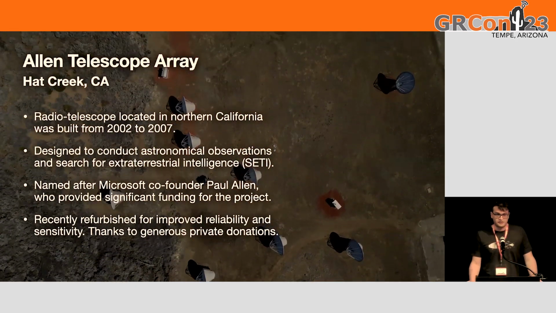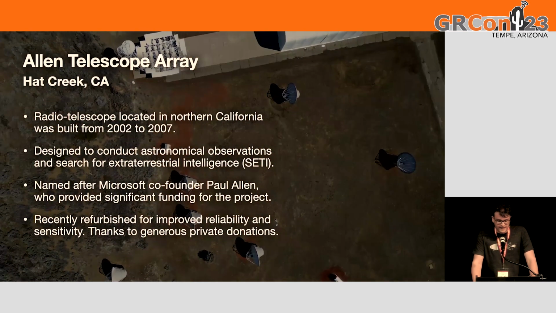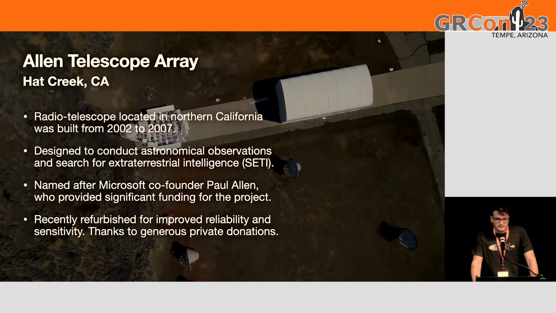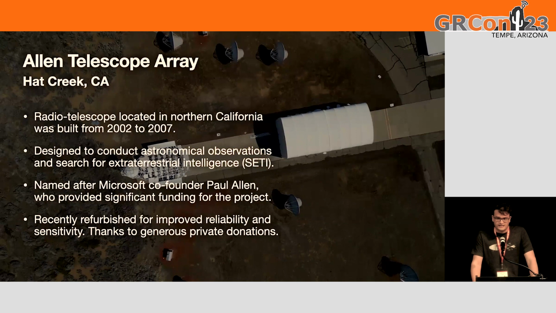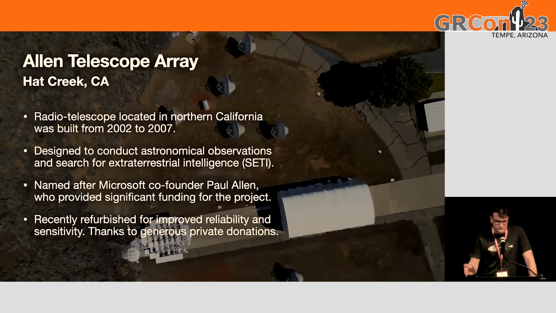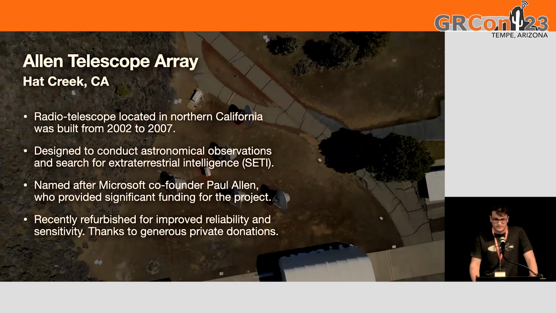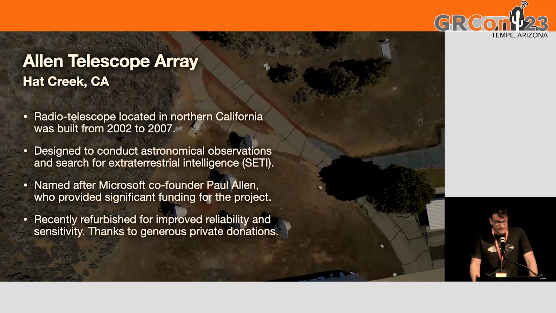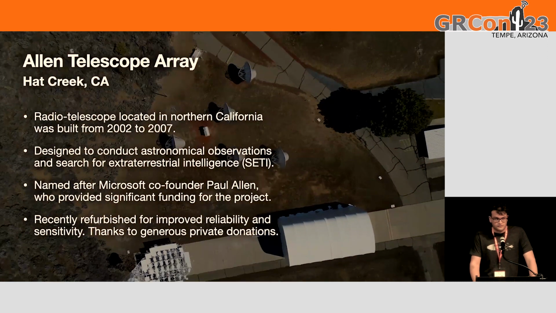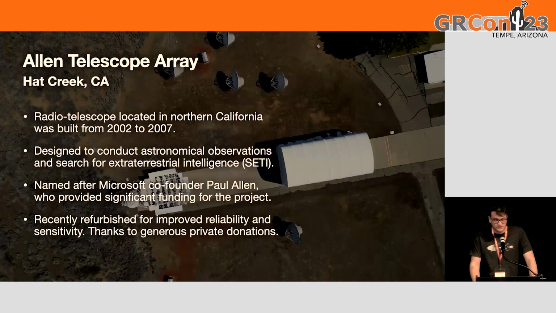It was originally built from 2002 to 2007, and it was designed for astronomy purposes and also SETI, that is also astronomy, but more fine-tuned for the search for extraterrestrial intelligence throughout the galaxy or galaxies. It's named after Microsoft co-founder Paul Allen, who contributed in the beginning of the project.